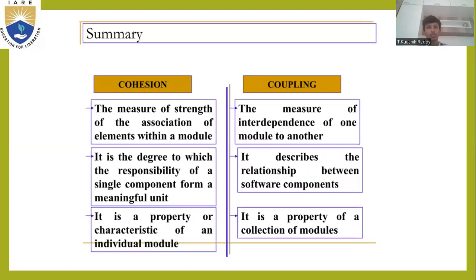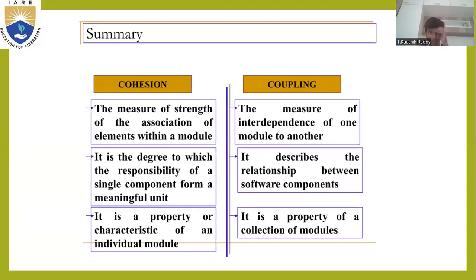Next, the summary, which covers the difference between cohesion and coupling. The first difference: cohesion is the measure of the strength of the association of elements within a module. It's not above or around, it's within the module. In coupling, it is the measure of the dependence of one module on another.